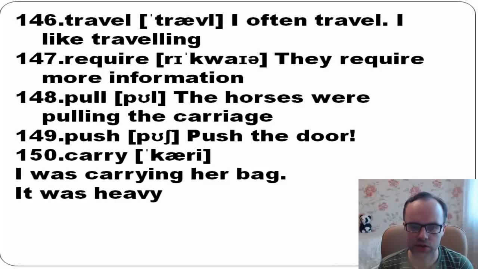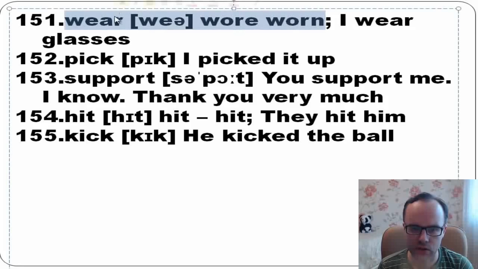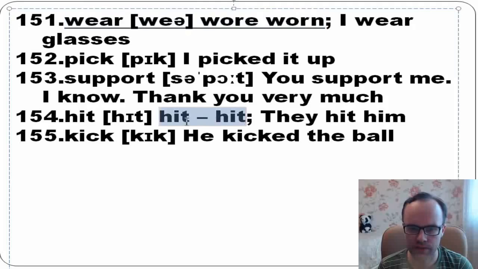Pull. The horses were pulling the carriage. Push the door. Carry. I was carrying her bag. It was heavy. Wear. Wore, worn. I wear glasses. Irregular. Pick. I picked it up. Support. You support me. I know. Thank you very much.